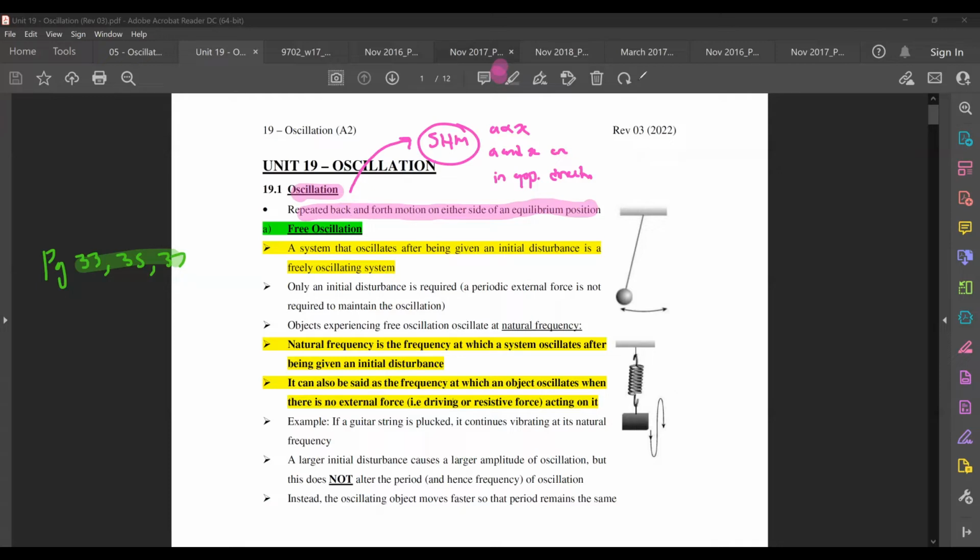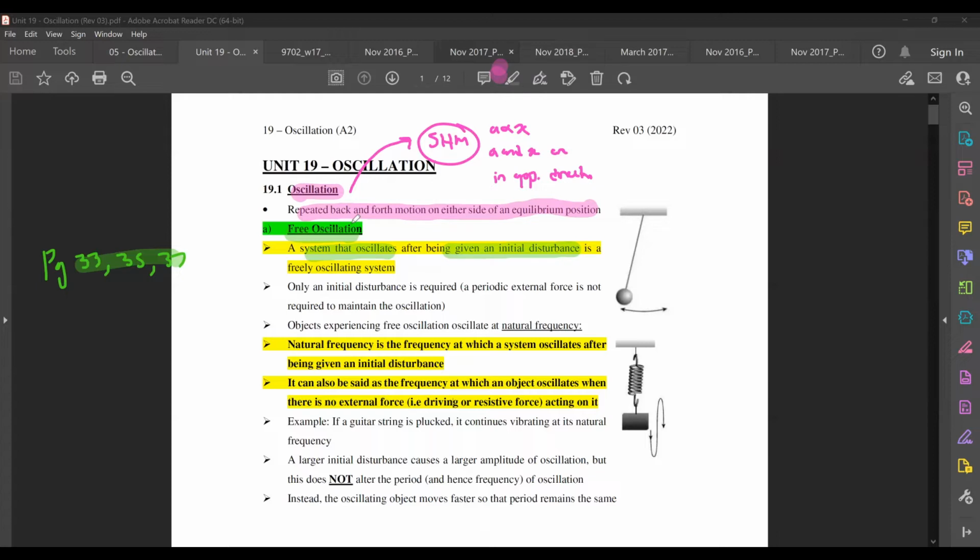Now, when it comes to oscillations, you can classify oscillations in general as two types of oscillations rather than simple harmonic motion. You can first classify oscillation as free oscillation. Now, what is a free oscillation? In free oscillation, a system will just oscillate after being given an initial disturbance. That is what free oscillation actually is.